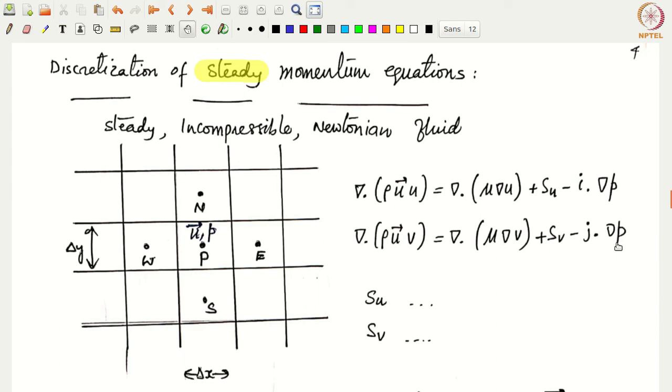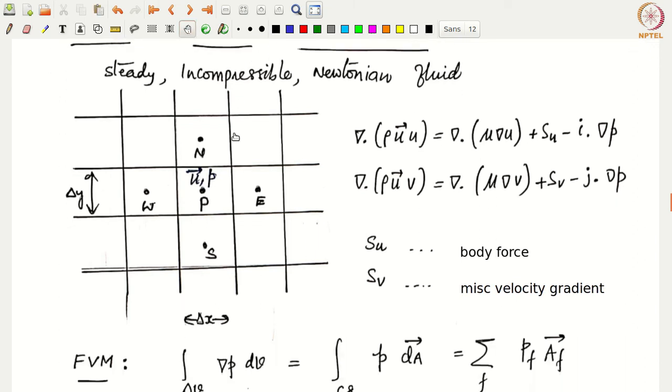Okay, so that's your y momentum equation, which is basically minus partial p partial y. Now we realize that the SU and SV do not just contain the body force terms; they also contain all the miscellaneous velocity gradient terms, which we did not write in the viscous terms here. And depending on the value of the viscosity we take, all other terms would actually go to zero as well. That possibility is also there. All right. Let us move on then.